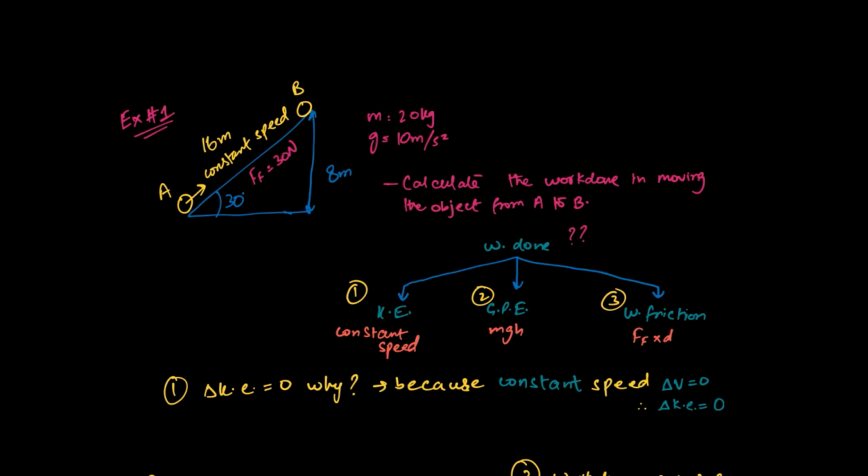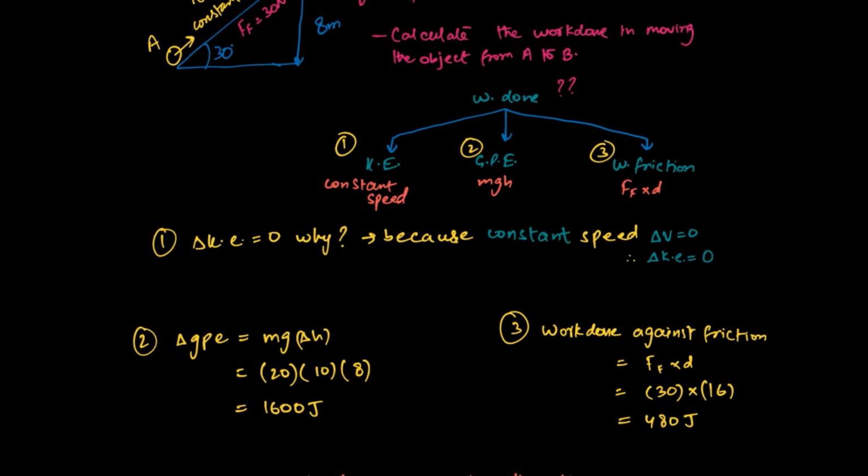So again, from the previous video we saw that work done can be divided into kinetic energy, gravitational potential energy, and work done against friction. And basically, we have to find the change in KE, the change in GPE, and the work done against friction. So let's move on. The change in kinetic energy. What would be the change in kinetic energy?